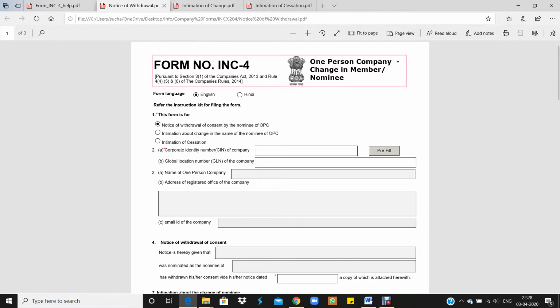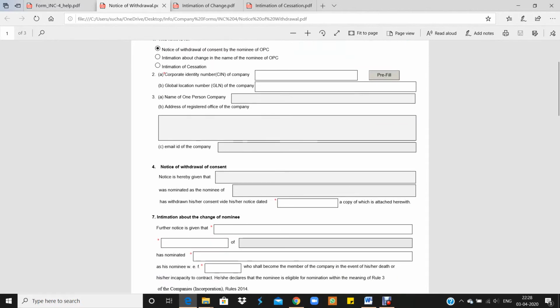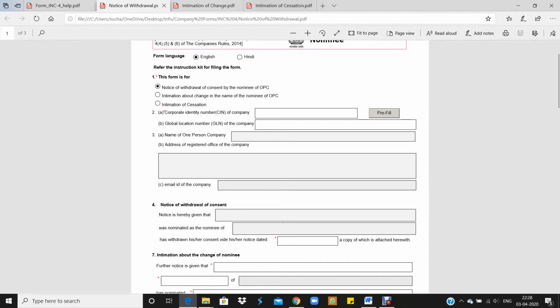Okay, then here the form language will be based on your choice, either English or Hindi. Now this form is for, as we have learned about the purpose of this form, what they have mentioned here: notice of withdrawal of consent by nominee of one person company, intimation about the change in the nominee of one person company, and intimation of cessation.